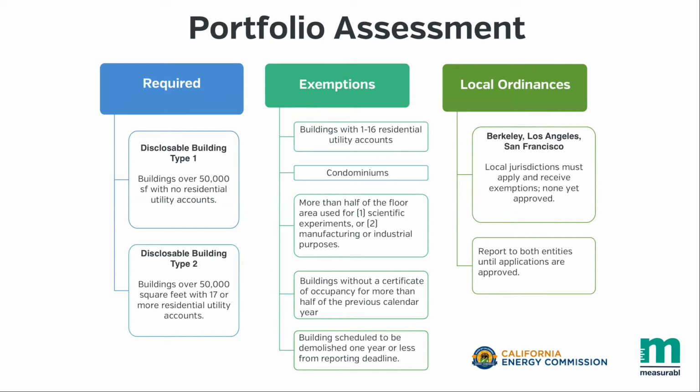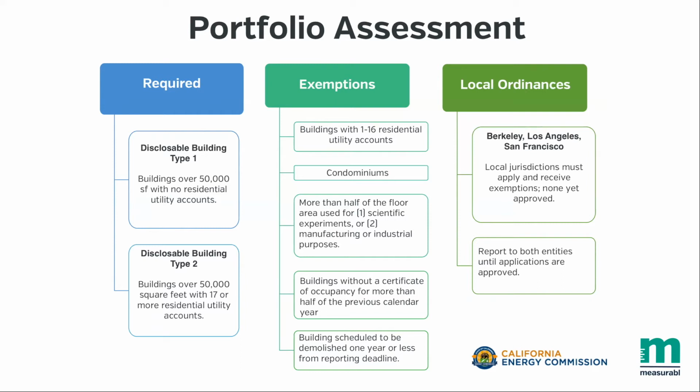So, moving on. Buildings without a certificate of occupancy for more than half of the previous calendar year do not need reporting. And neither do buildings scheduled to be demolished 1 year or less from the reporting deadline. There's one other exemption, on the far right here, and that refers to when the building is in the jurisdiction of a local benchmarking ordinance and is also a disclosable building per the state regulations.